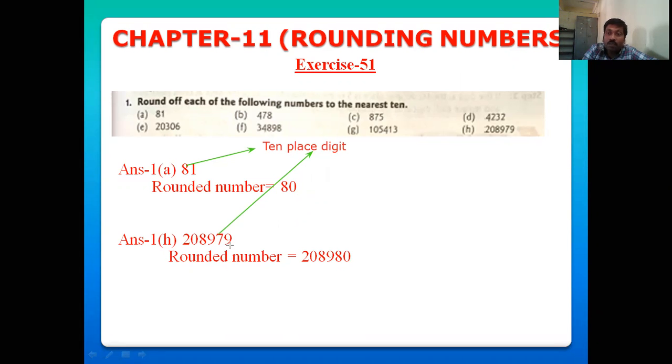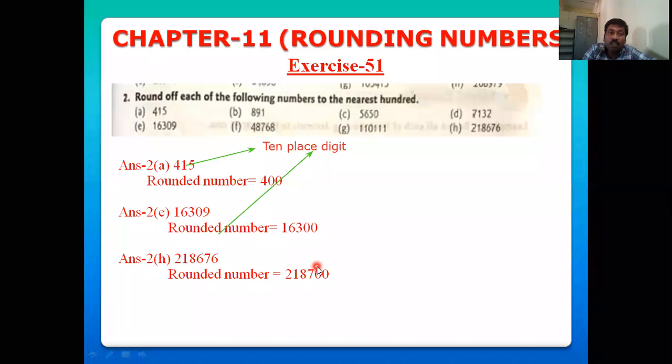If the next number is greater than 4, then we add 1 to this tens place digit. Here it is 7. When we add 1 to this 7, we get 8, and write one zero after that, because there is one digit after this tens place digit. In this way the rounded number will be 208980, which means 2,08,980. So in this way we can write the nearest 10. In the same way we can write the nearest hundreds, nearest thousand, and so on.